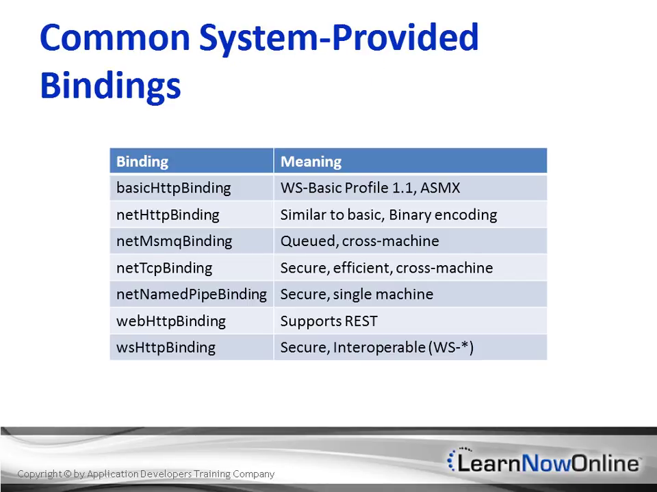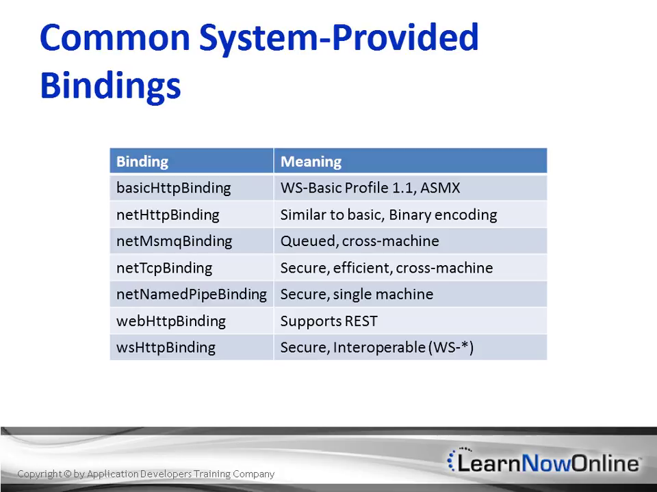Here's a list of some common bindings that ship with .NET. The basic HTTP binding supports the WS Basic Profile, which gives you the widest degree of interoperability with other platforms, and also supports the old ASMX web services style. A newer binding is Net HTTP binding, which is just like basic except that it has a binary encoding instead of XML. The Net MSMQ binding supports message queues and supports cross-machine interoperability.